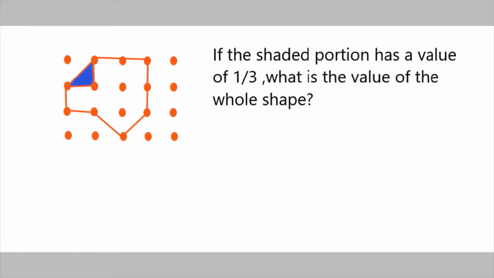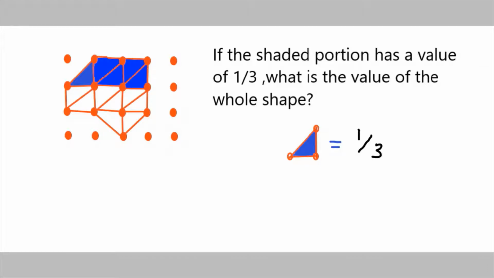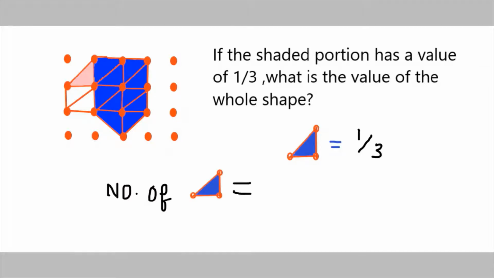Now you see we have the closed figure which has a shape. Now each shaded portion is 1/3. One triangle is 1/3. So count how many triangular regions are there inside the closed figure. So we count it, number of triangles in the shape is 13.